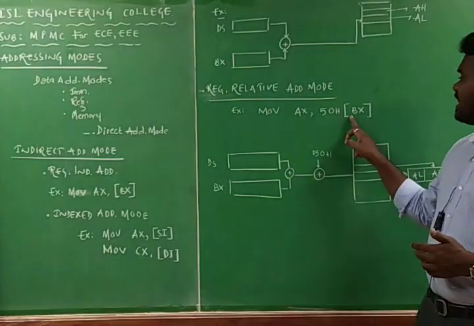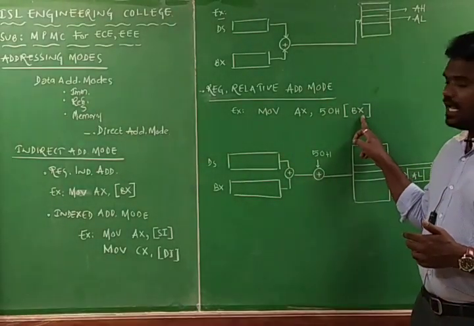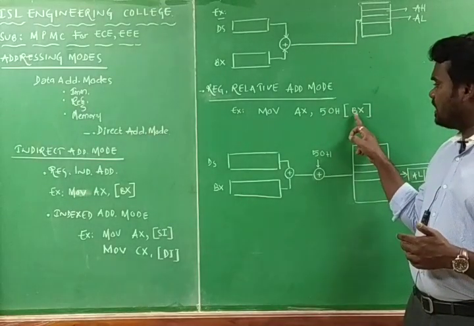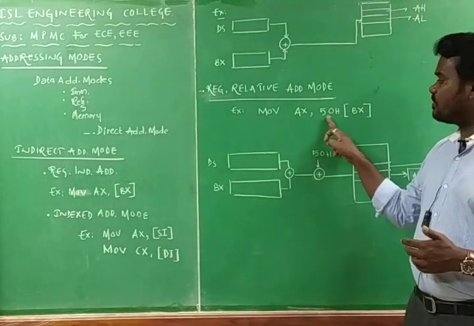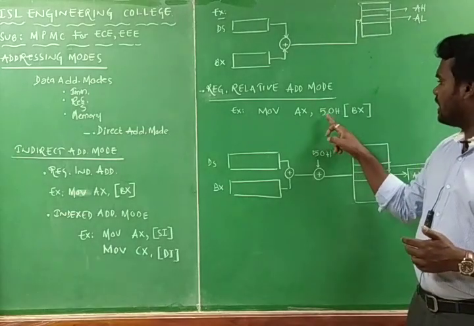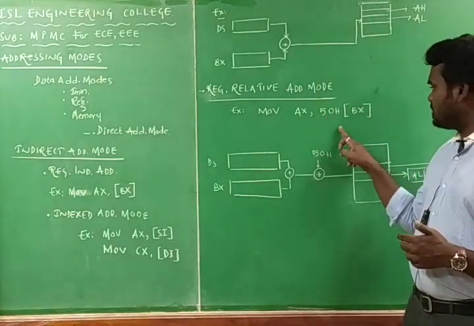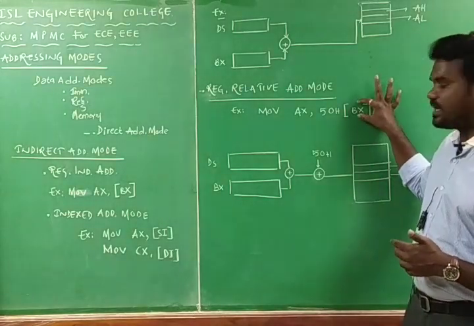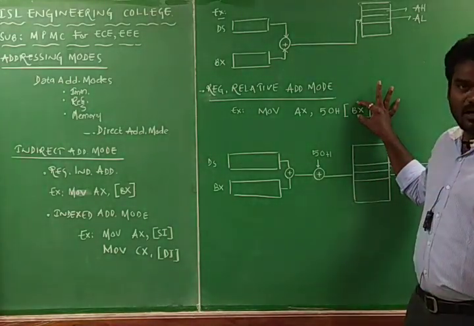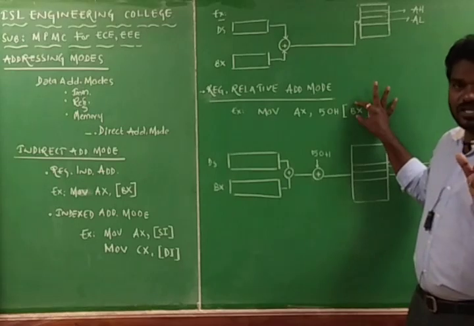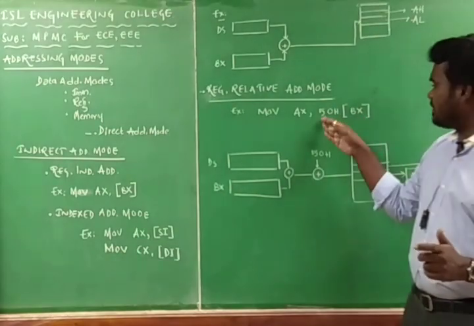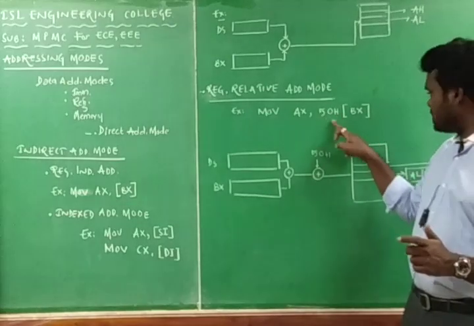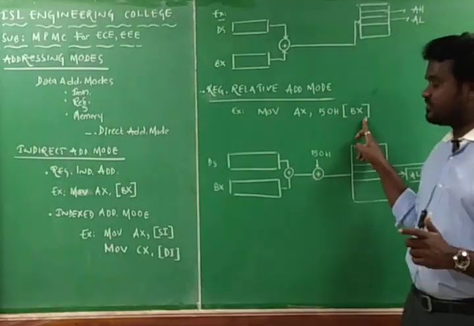The offset address is specified in the register, and in addition to the offset address, we have one more hexadecimal number that will be added, so that these two combined are called the offset address. BX is going to have some 16-bit data, and that 16-bit data is added to the 50H, and these two combined define the offset address.